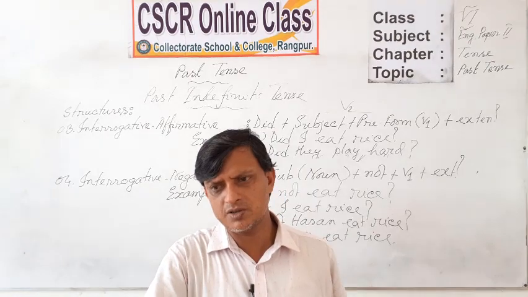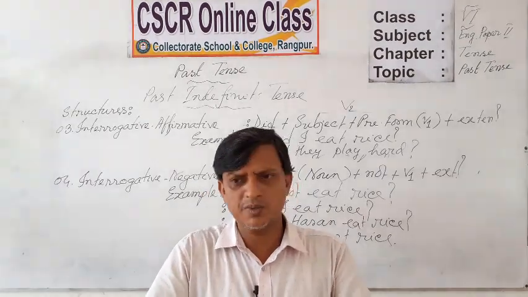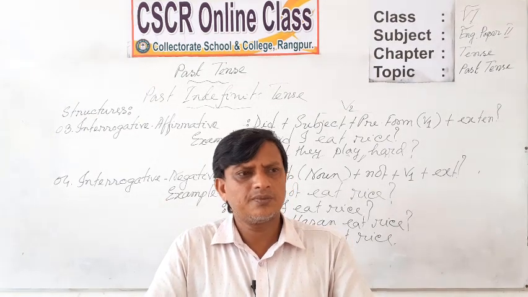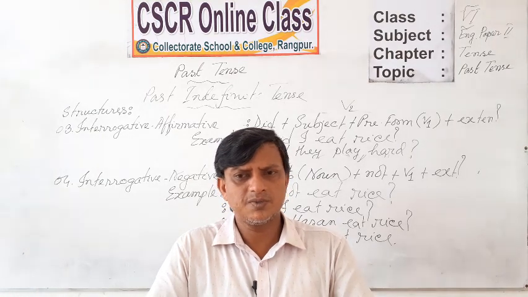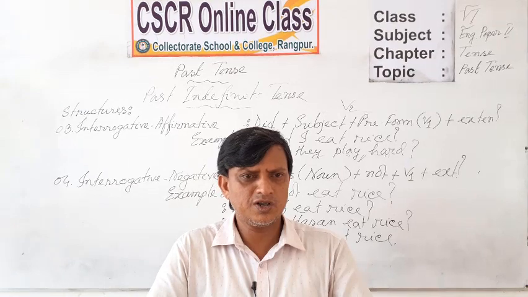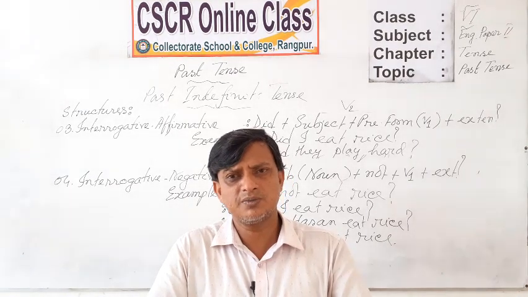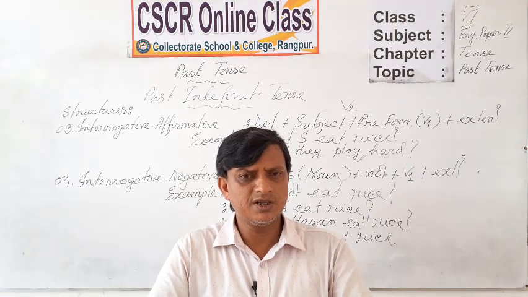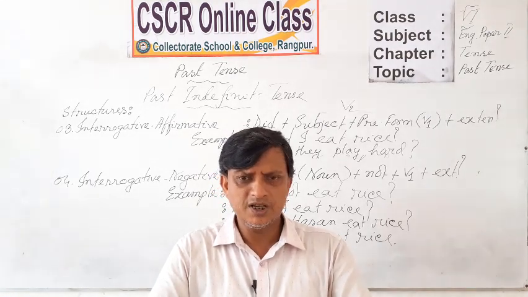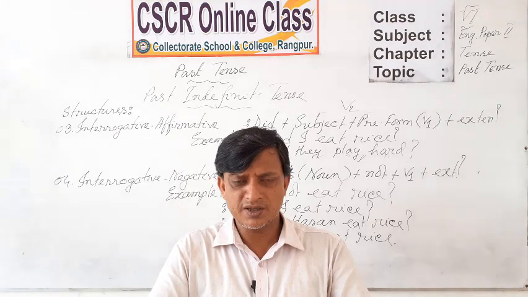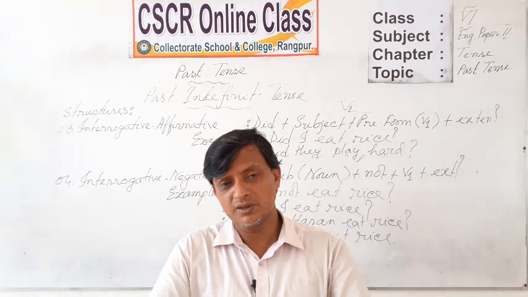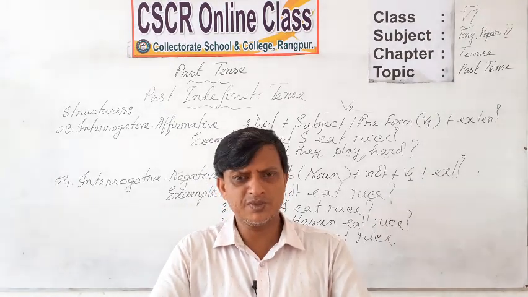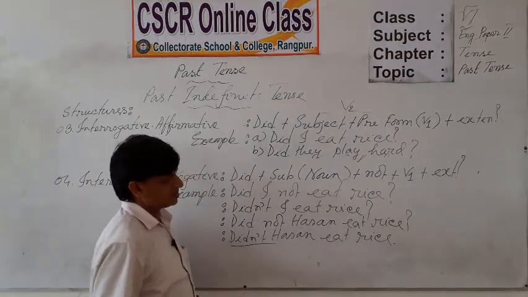we have the structures of 4 kinds of past tense. First one, simple past or past indefinite. The assertive affirmative structure is subject plus past form or V2 plus extension. Assertive negative: subject plus did not plus present form or V1 plus extension. Interrogative affirmative: did plus subject plus present form or V1 plus extension. Negative interrogative: did plus subject plus not plus present form plus extension if the subject is a pronoun, but when the subject is a noun you will write not before the subject, for example, didn't Hasan eat rice.